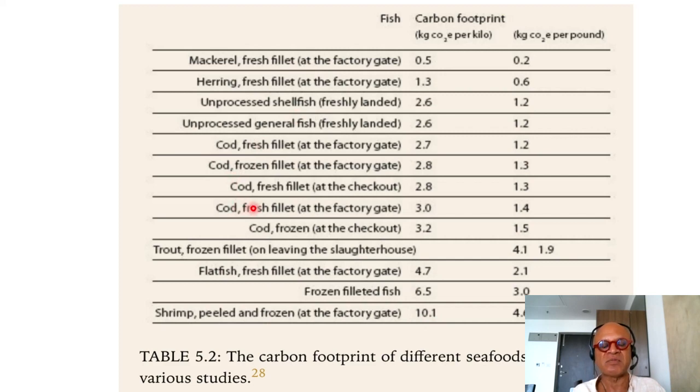I'll show a figure from another paper in a minute, but you can see cods as fresh fillet at the factory gate, frozen fillet at the factory gate, and fresh fillet at the checkout, fresh fillet at the factory gate, frozen at the checkout, and trout and flatfish, frozen filleted fish, shrimp peeled and frozen. So some of these things are very common, and we are not talking yet about aquaculture here. Aquaculture has a whole lot of issues, wants to meet the demand for fish.